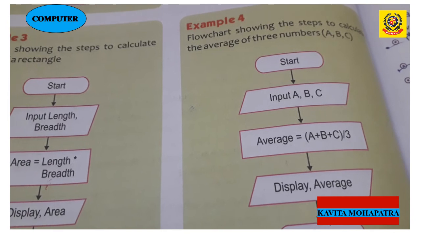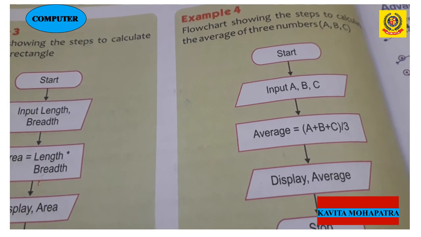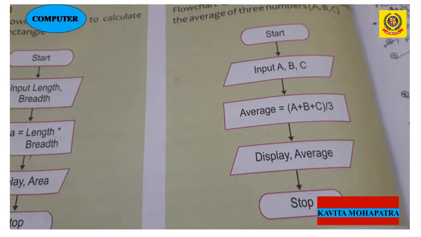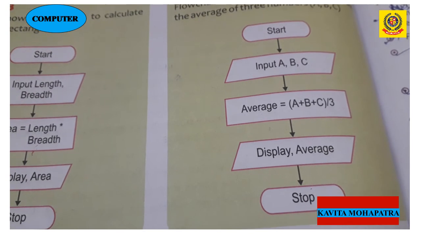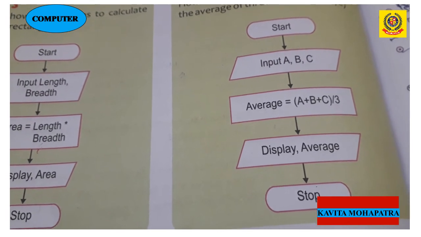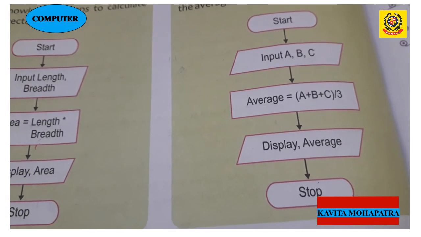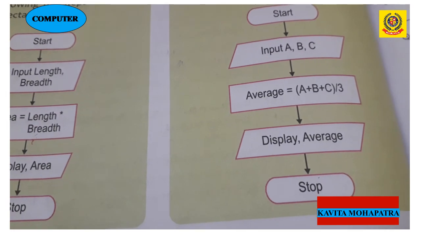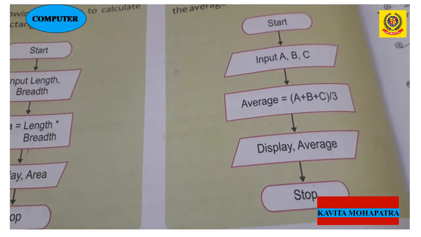Next flowchart showing the steps to calculate the average of three numbers A, B, C. So start, input A, B, C. Average equal to, you know, A plus B plus C divided by 3. Then display the average. Then stop.